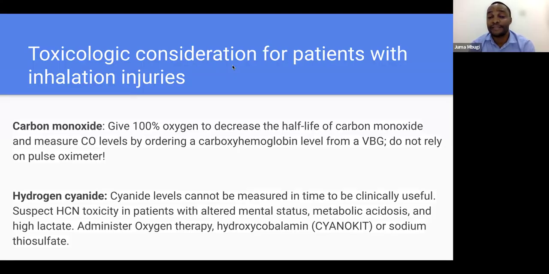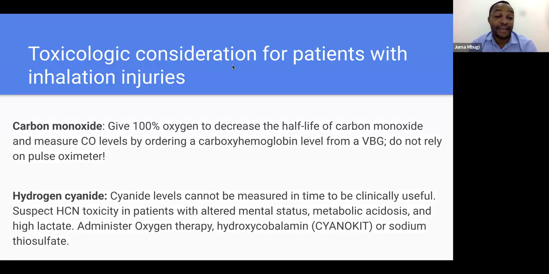And carbon monoxide has a higher affinity for hemoglobin than oxygen does. Its affinity is almost more than 100 times that of oxygen. So by giving 100% oxygen, you increase the competition and decrease the carboxyhemoglobin half-life. So I can say oxygen is an antidote for carbon monoxide poisoning, and it's life-saving. And for hydrogen cyanide as well.